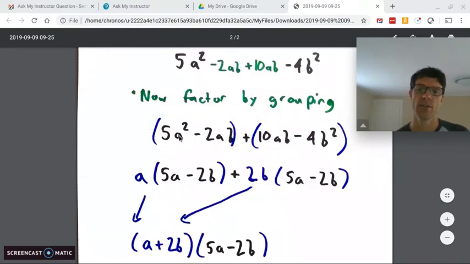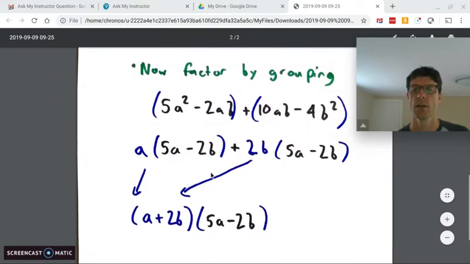I look for a GCF in the first 2 terms and I find an a. I can pull out an a, and what's left is 5a and -2b. Okay. And then same thing for this group. I'm looking at these 2 terms and I can pull out a 2 and a b, leaving 5a and -2b. You always want to see what's left in the parentheses be the same, okay?